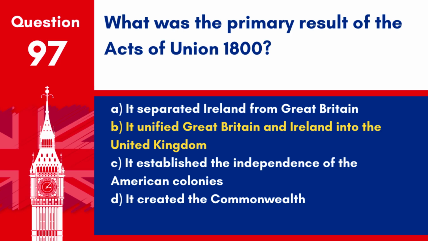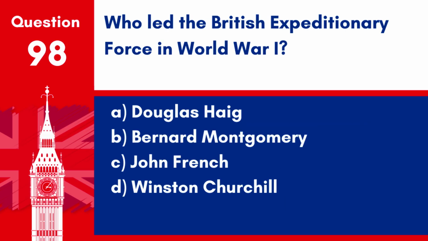The Acts of Union 1800 merged the Kingdom of Great Britain and the Kingdom of Ireland into a single entity, the United Kingdom of Great Britain and Ireland. Question 98. Who led the British Expeditionary Force in World War I? A. Douglas Haig. B. Bernard Montgomery. C. John French. D. Winston Churchill. Answer: C. John French. He was the commander of the British Expeditionary Force at the start of World War I.